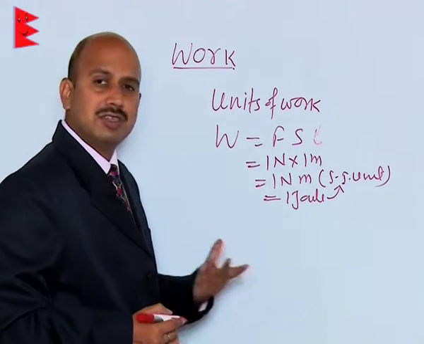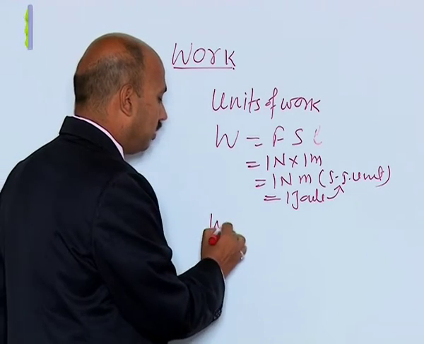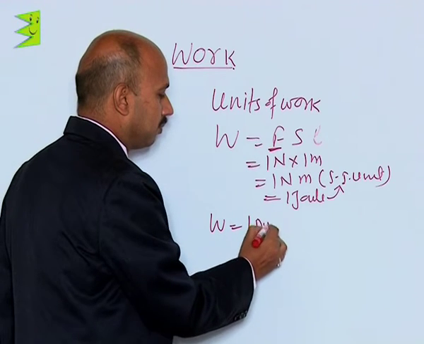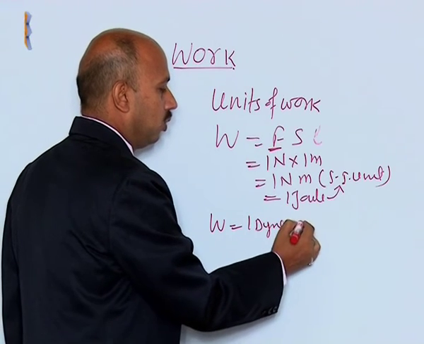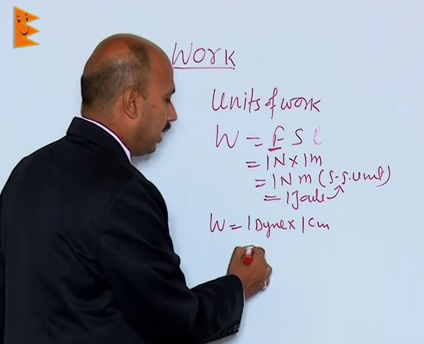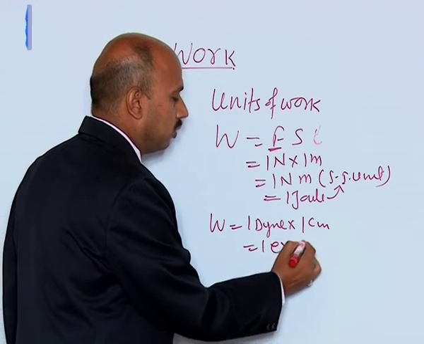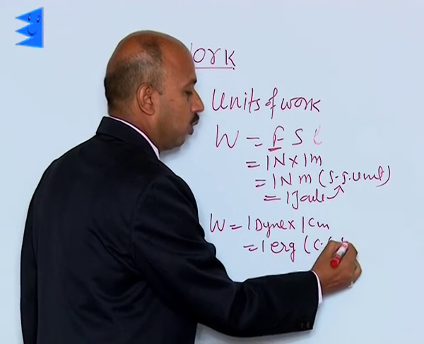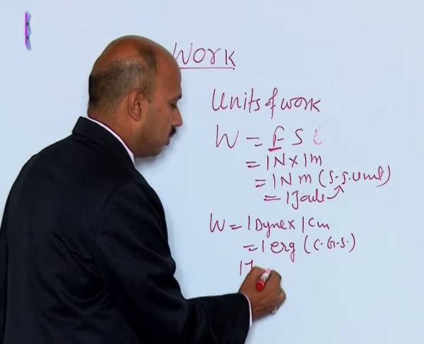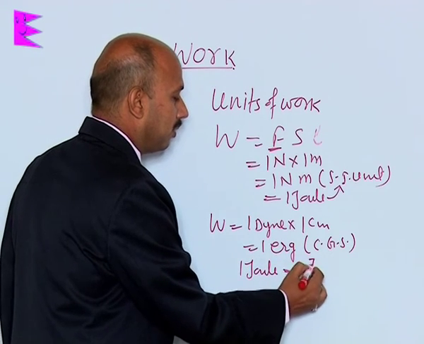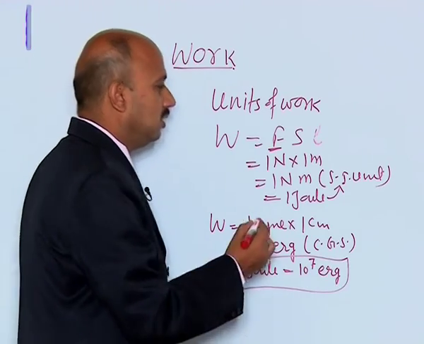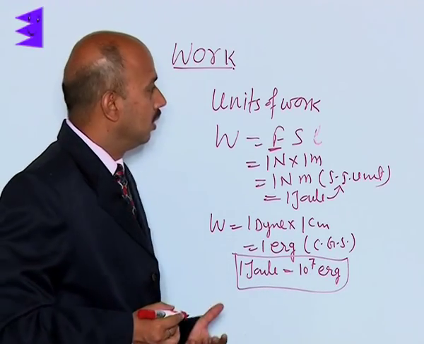Similarly, we can take CGS. If work is equal to, in place of force you are taking dyne, into 1 centimeter, in that case, we can write 1 erg. So, this is the CGS unit of work. 1 joule is equal to 10 raised to power 7 erg. So, this is about the CGS and SI unit of work.